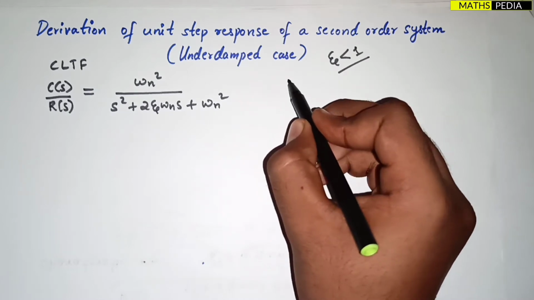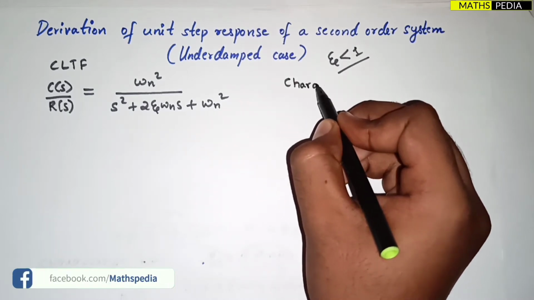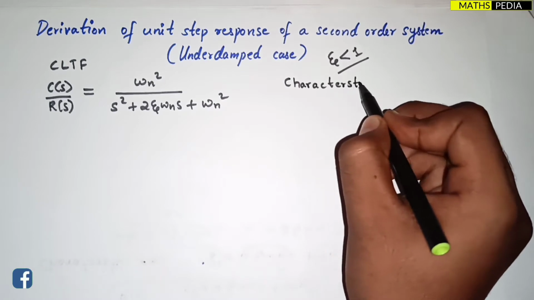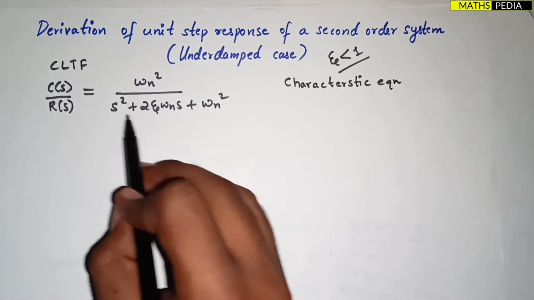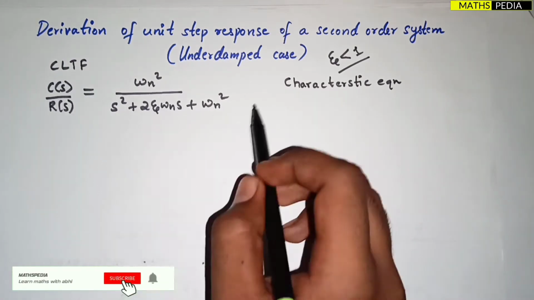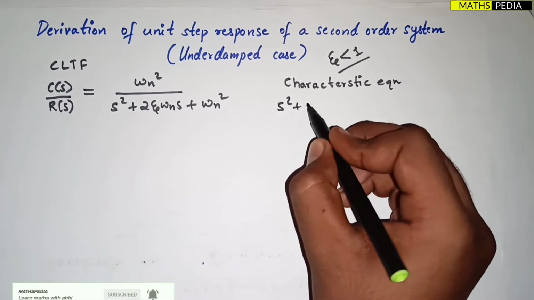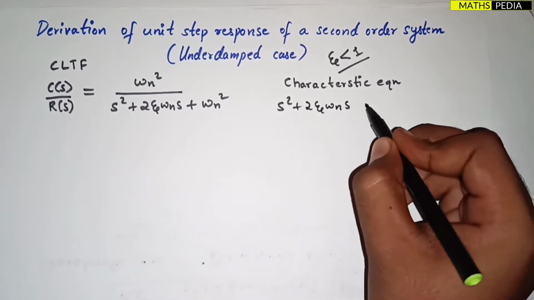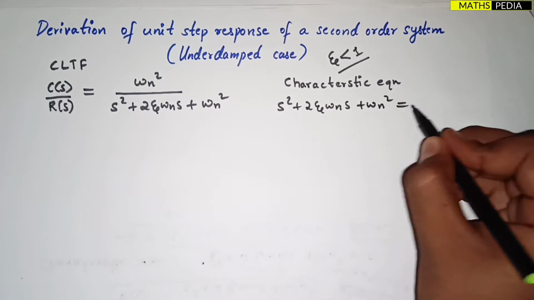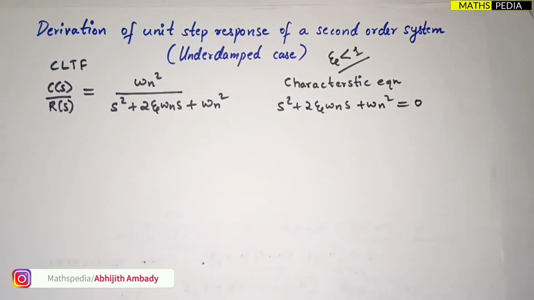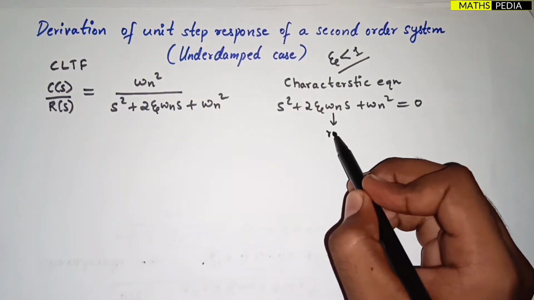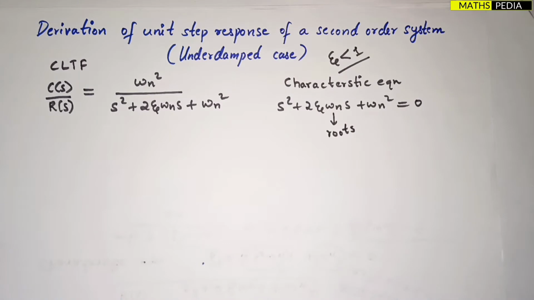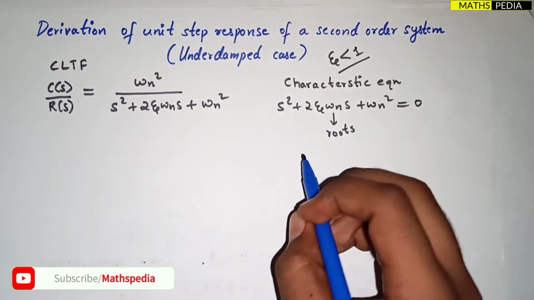In the derivation, the first step is that you have to take the characteristic equation. What is the characteristic equation? It basically means the denominator part of the closed loop transfer function, that is this one. So s square plus 2 zeta omega n s plus omega n square equated to 0. So the characteristic equation we have taken. Now for this we have to find out the roots. How many roots will there be? Since it is quadratic, there will be 2 roots.